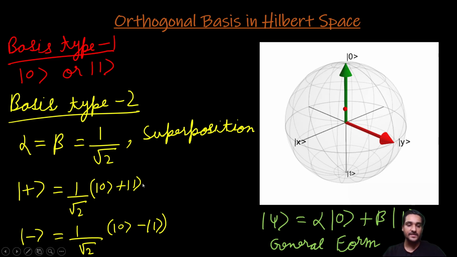Now we have a second base, that is superposition, which is the key idea of quantum computing. In this, both the states have an equal probability amplitude of 1 by under root 2, and it is called a superposition state. It is represented by ket plus, which is actually 1 by under root 2 into ket 0 plus ket 1, and the ket minus state is represented by this, where only the plus becomes minus, which is actually a phase difference, which we will be talking about later. This is the second base in our Bloch sphere or Hilbert space.